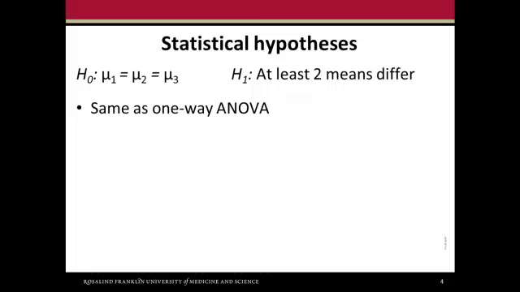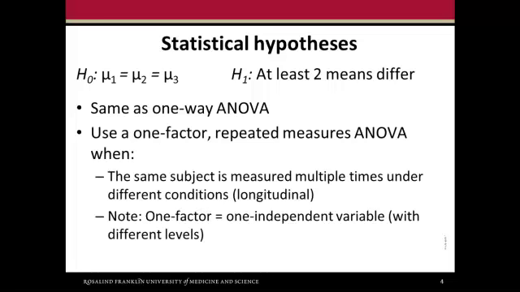For our statistical hypotheses, these are the same as a one-way ANOVA. So our null hypothesis is that the means are the same, and our alternative hypothesis is that at least two of the means differ. And we use a one-factor repeated measures ANOVA when the same subject is measured multiple times under different conditions. This is known as a longitudinal analysis, so following individuals over time. And this idea of having one factor means that we have one independent variable with multiple different levels.